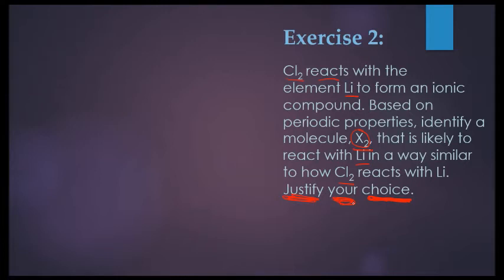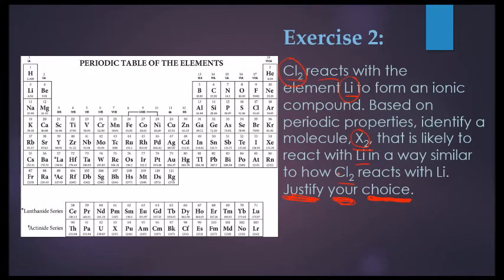Valence electrons. Yes, exactly right. Valence electrons are what is reacting. So we want something that's going to be similar to chlorine reacting with lithium. So what would be one that you could predict could be X2, then, to react similarly? Yes, things in the same group, because they have the same number of valence electrons. So pull up your periodic table, look in chlorine's group. What do we have? We have fluorine as an option.